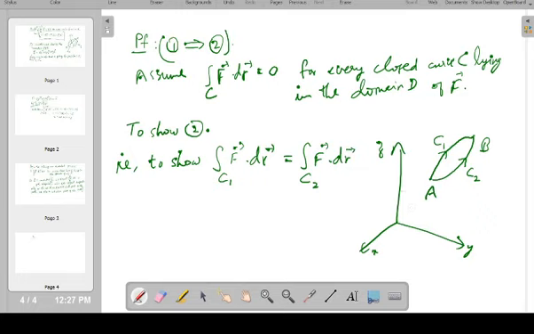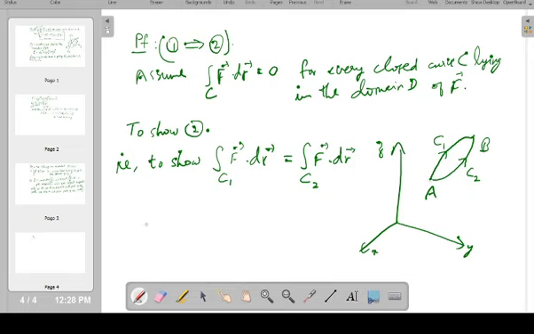Our assumption is that over every closed curve, integral f dot dr is equal to 0. But my curve C1 is not closed. Your curve C2 is not closed. But the thing is, can you find a closed curve in this figure? Yes. You start with A, travel along C1, reach B, and travel in the opposite direction along C2. You will reach again the point A. So this is a closed curve.